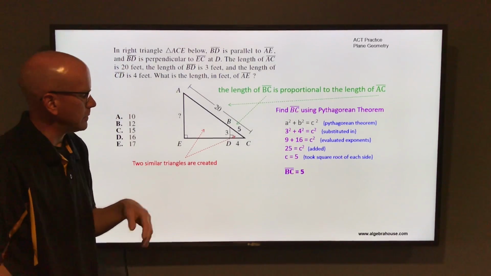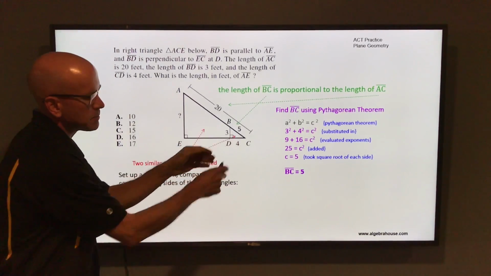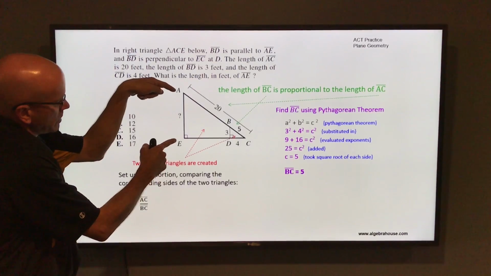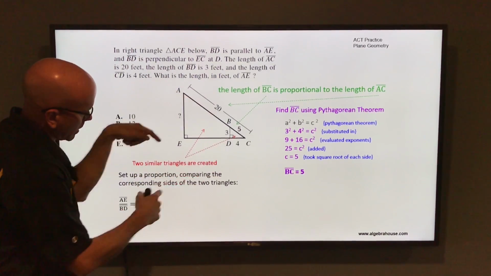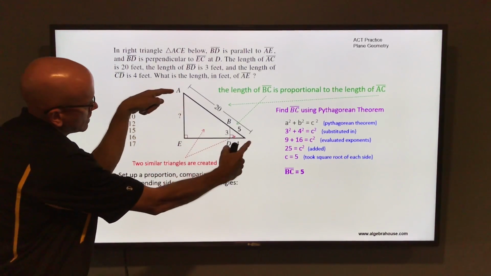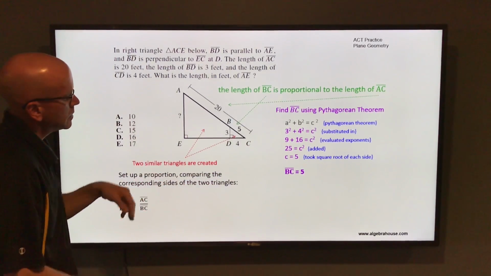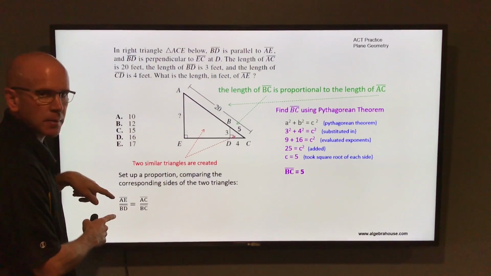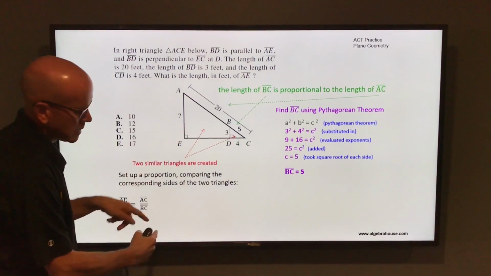So now that we have that done, you can create a proportion. You can think of the big triangle and the small triangle in creating your proportion. So side AE in the big triangle and side BD in the small triangle, you could say that AE is to BD as AC in the big triangle is to BC in the small triangle. So once again, AE in the big triangle is to BD in the small triangle, as AC in the big triangle is to BC in the small triangle.